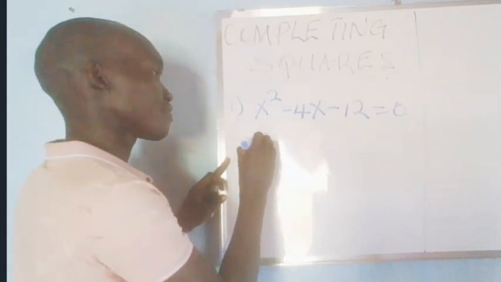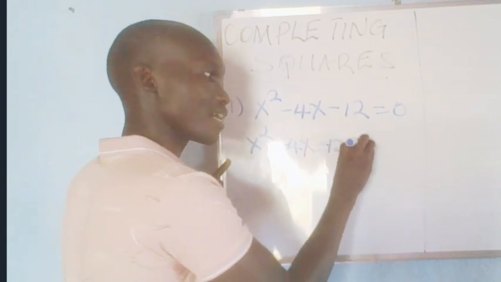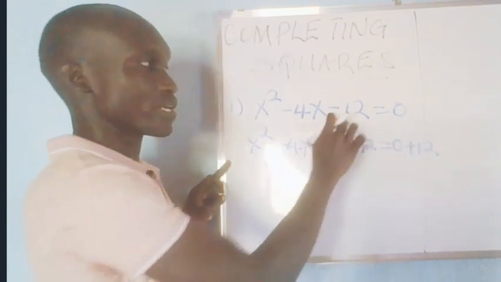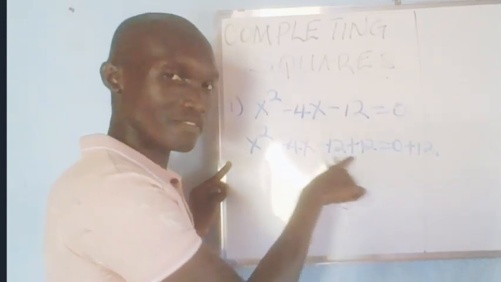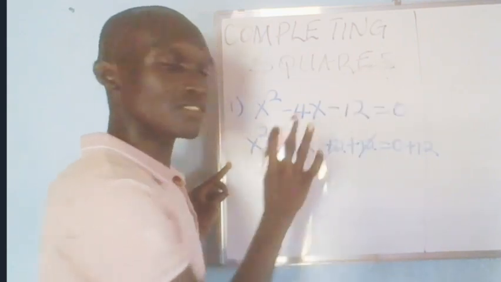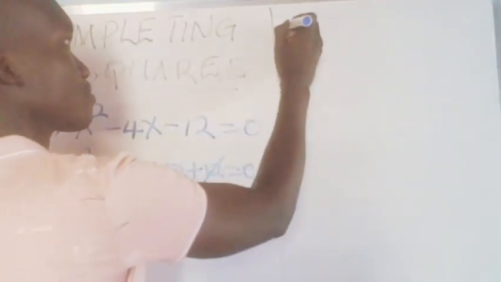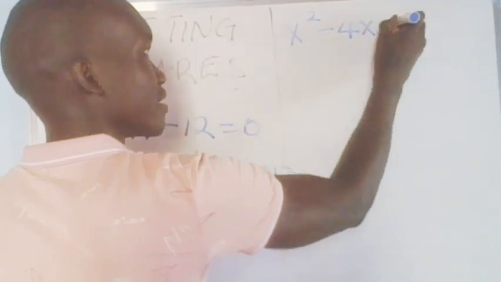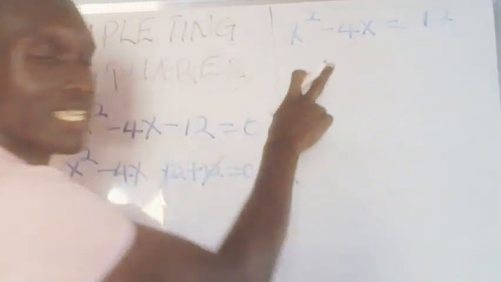So now we are going to have x squared minus 4x minus 12 plus 12 equals 0 plus 12. When we are taking it to the other side of the equation, we introduce the opposite of the sign. In this case it is negative, so we introduce positive, so that this and this will cancel. The resultant is x squared minus 4x equals 0 plus 12, which is 12. That is the first step.